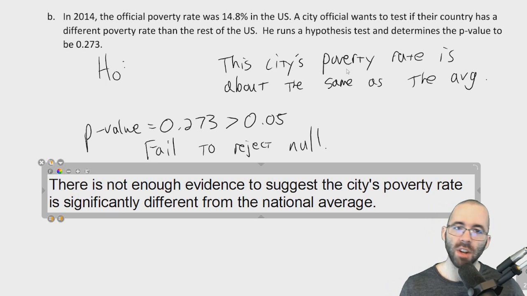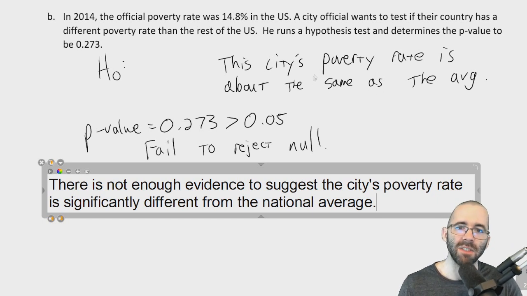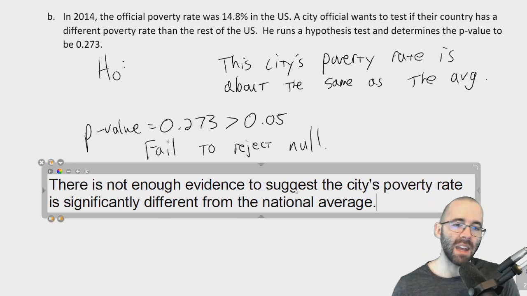Again, that's the big jump. That's the hard part. What does rejecting the null mean? What does failing to reject the null mean? That's the trick here. Failing to reject the null is not the same as accepting the null. Failing to reject is not the same as accepting, but it's kind of similar. So that's why we are suspecting the city's poverty rate is pretty close to the average. There's not enough evidence to suggest that we're different from the average is the real right way of translating that.